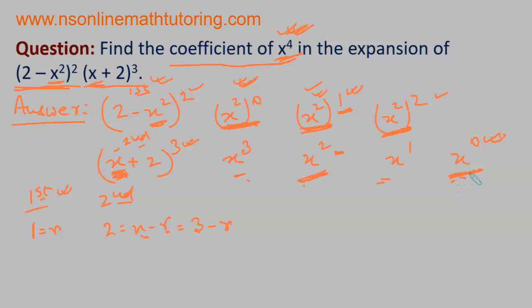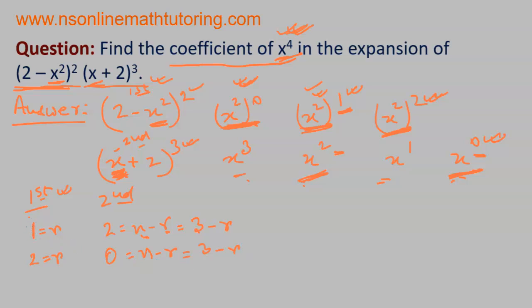Clear? So, over here the power is 2. And since x square is the second term, this will be equal to the r value. But over here, the power of x is 0, but x is the first term. So this will be equal to n minus r. And what is n in this case? It is 3. 3 minus r.